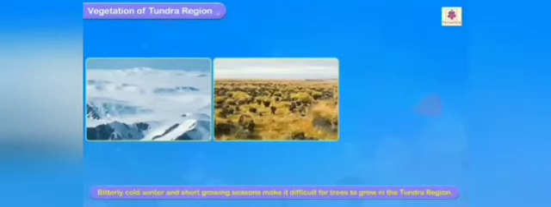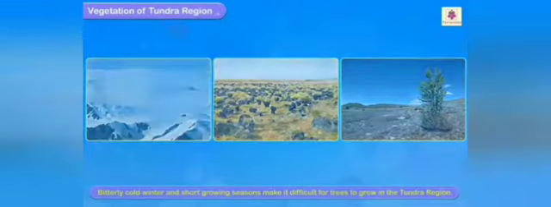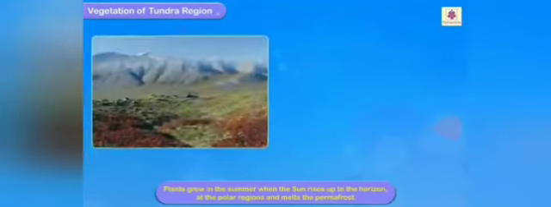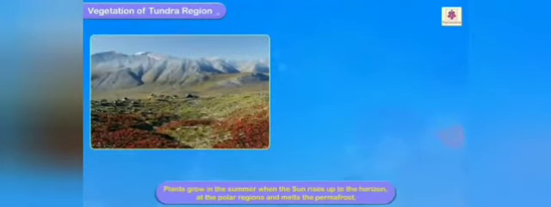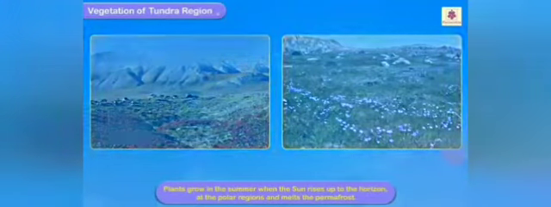Vegetation of tundra region. Bitterly cold winter and short growing seasons make it difficult for trees to grow in the tundra region. Plants grow in the summer when the sun rises up to the horizon at the polar regions and melts the permafrost.